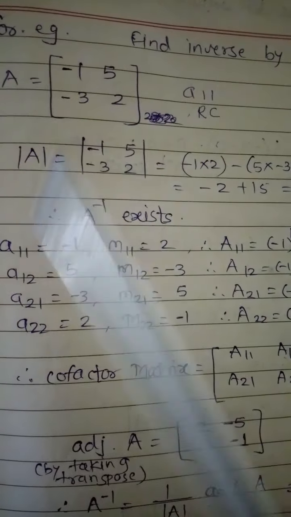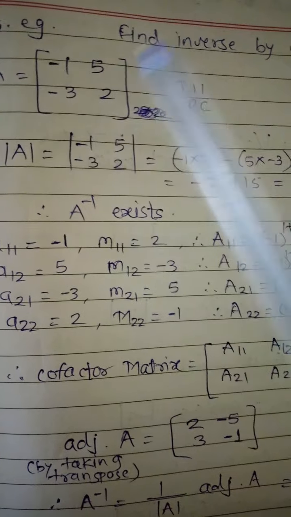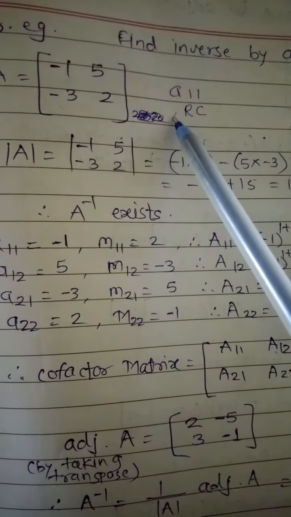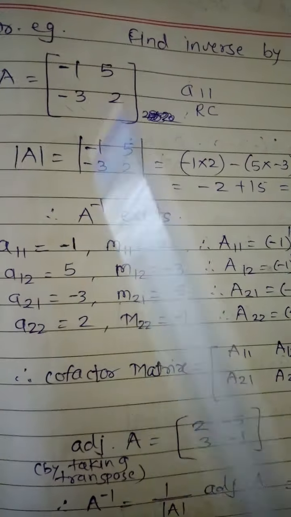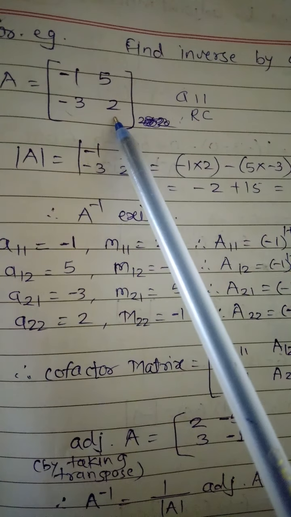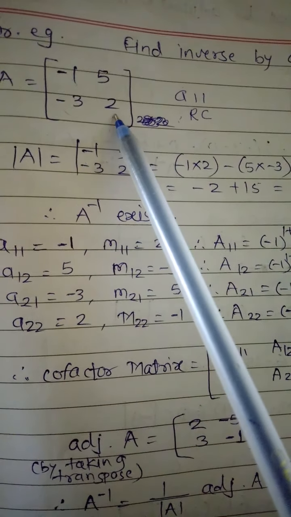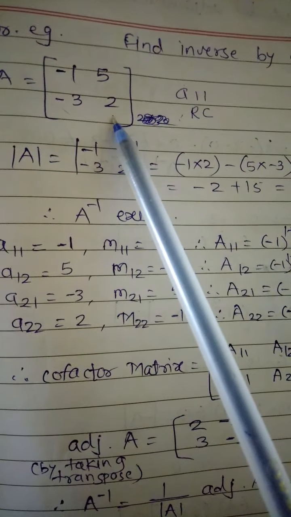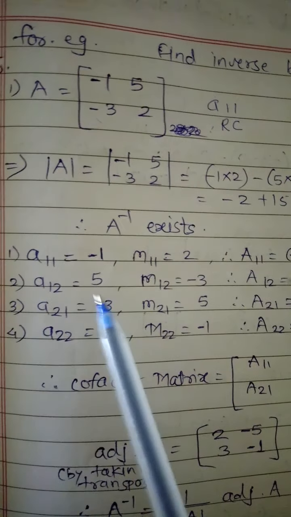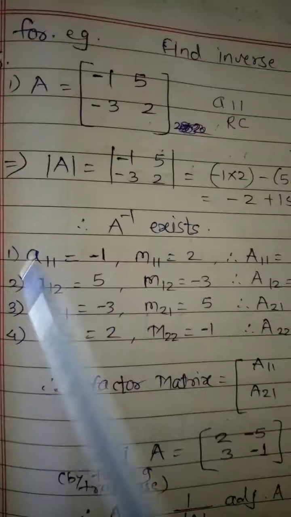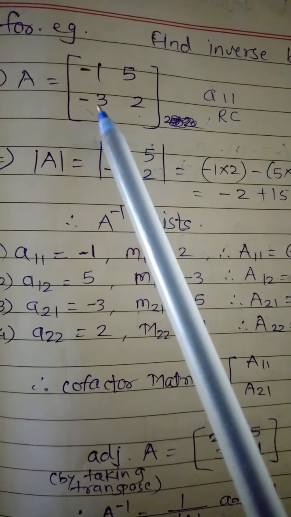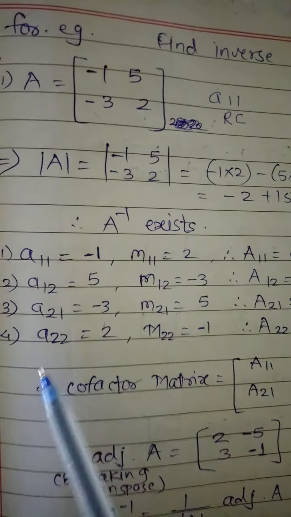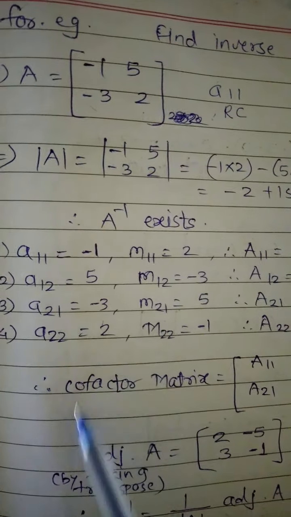Here A21, what does 21 mean? It is the second row and first column element, and A22 means the second row and second column element. First we have to know all these. So here A11 is minus 1, A12 is 5, A21 is minus 3, and A22 is 2.